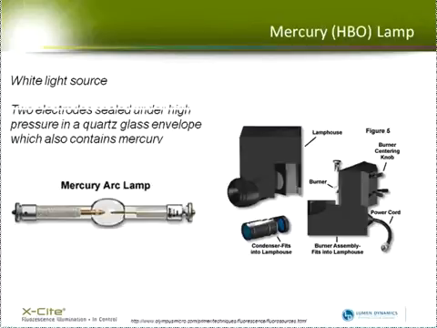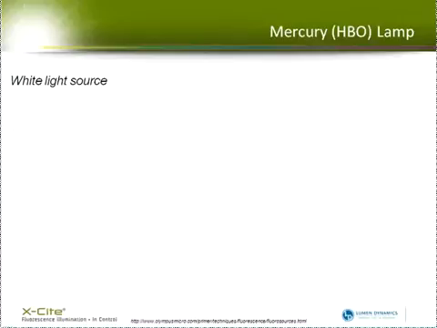So the second light source is probably the most common one on the, I don't know about common on the market now, but it's certainly the most common in use. It's also a white light source, and it uses an electrode that has two electrodes sealed under high pressure, and there's mercury contained in the electrode itself. And it's actually the burning of this mercury that causes the arcing and the light to be produced by the lamp.